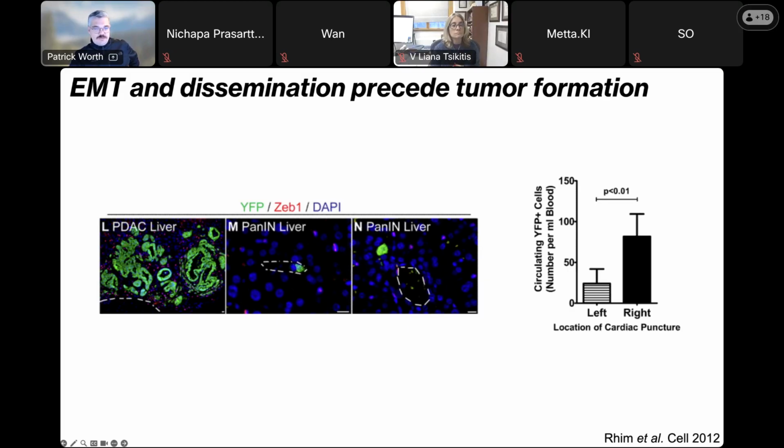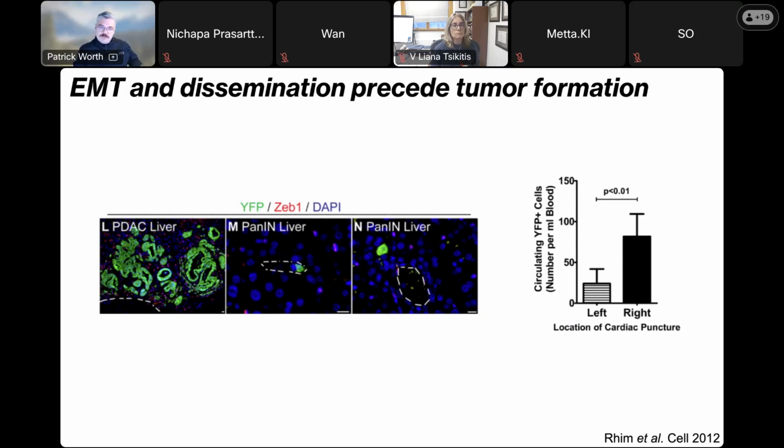That are detectable. This is a really elegant paper out of Ben Stanger's group, with oncologist Andy Rhim, who worked with the KPC mouse model, tagging these with a YFP reporter, and essentially showing that in early PanIN lesions, as you'll see in panel M here, early PanINs in the liver, and mice that only had PanIN lesions, you could identify YFP positive cells in these mouse livers, indicating that cells at a PanIN stage are learning or developing characteristics that allow them to disseminate.